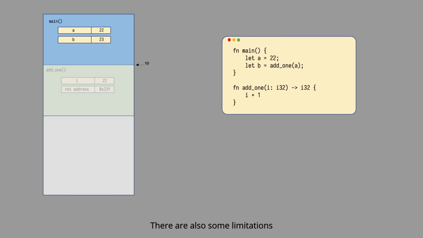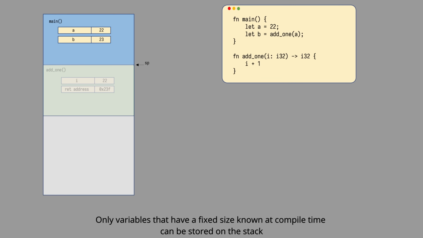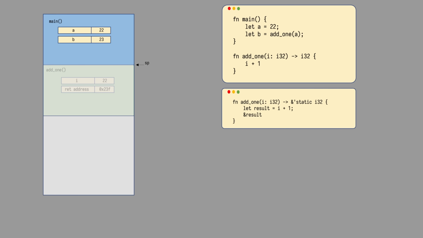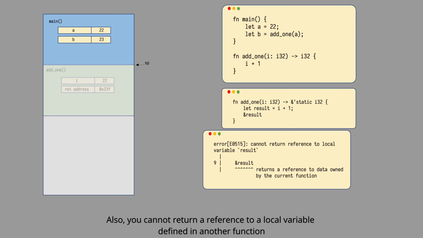There are also some limitations. Only variables that have a fixed size known at compile time can be stored on the stack. Also, you cannot return a reference to a local variable defined in another function. This is obvious from the working of the stack that we just saw. Let's say you tried to return a reference to the local variable defined in the add1 function. But when add1 returns, it's essentially like deallocating its memory. When the next function is called, its stack frame will overwrite this memory.